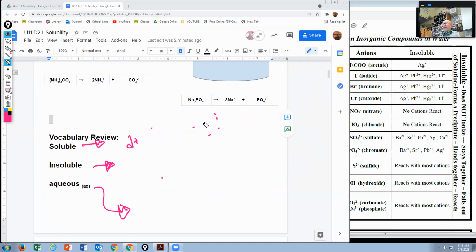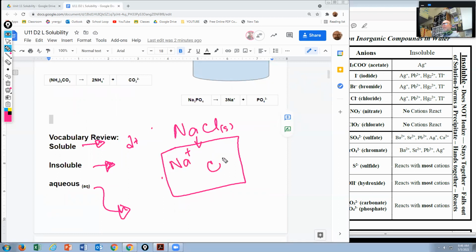So if I would write, ladies and gentlemen, a container, if I would just say I have solid NaCl and I put it into the water, and we discussed it's going to break apart into Na+ and Cl-. This is dissolved, and we would say this is an aqueous solution. Aqueous means dissolved in water.